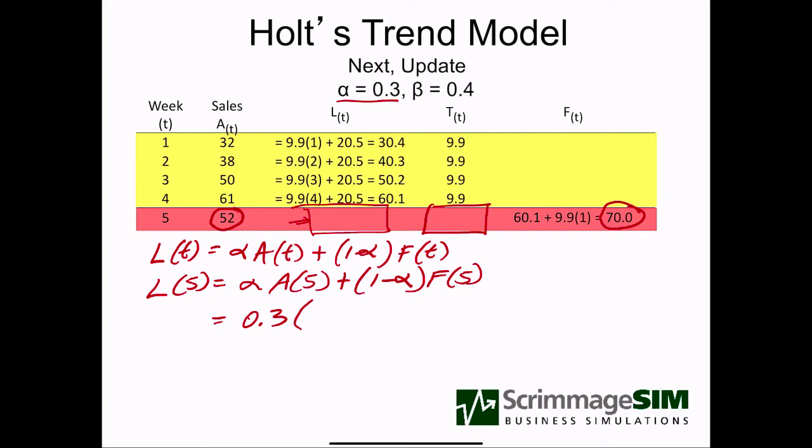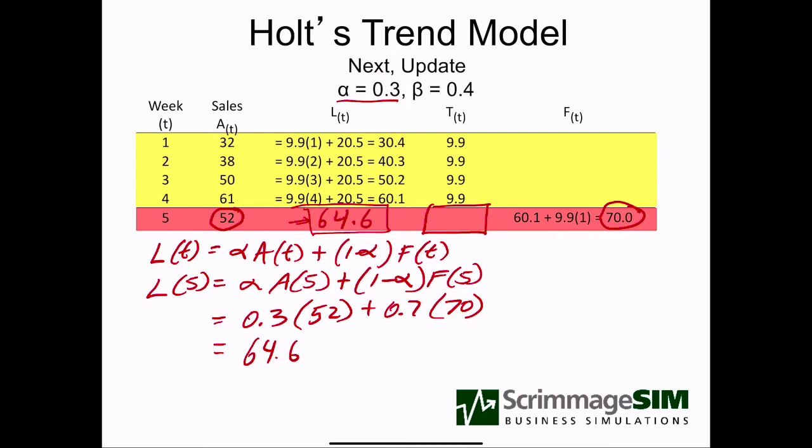The actual sales that we had in week 5 and period 5 is 52. And we're going to take 1 minus alpha, or 0.7, times the forecast we had for period 5, which is 70. We're taking 30% of this new value and 70% of what we thought we had. So we're moving towards that 52, but not fully. And when we calculate this out, we're going to get 64.6. So our new value for the level is 64.6. We over forecast a fair amount. Instead of 70, now we've moved down to 64.6.